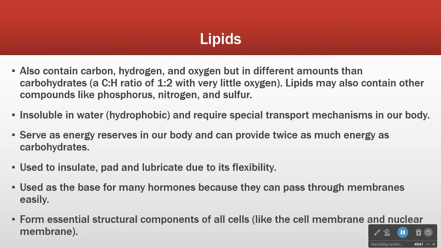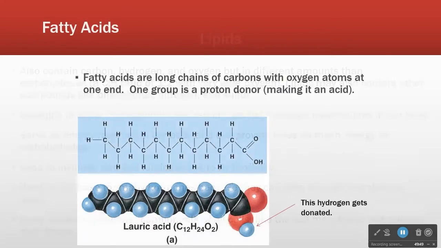And then finally, the lipids form essential structural components of cells, very specifically the cell membrane. The cell membrane is made of phospholipids, and phospholipids are a specific kind of lipid that have a polar end and a non-polar end, all right?